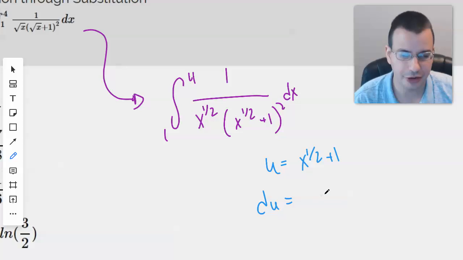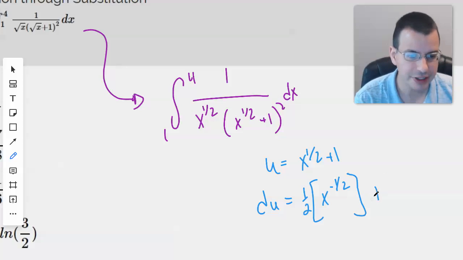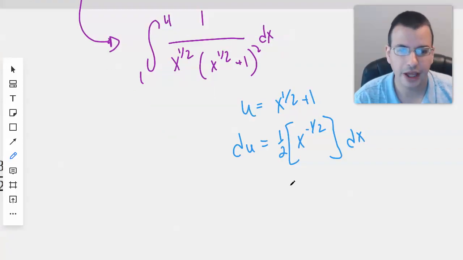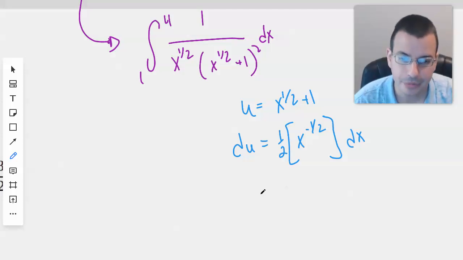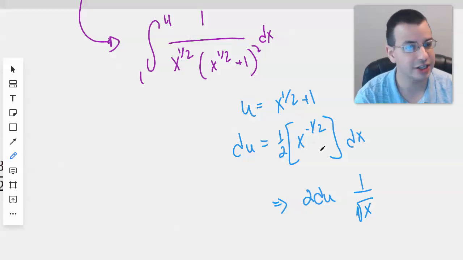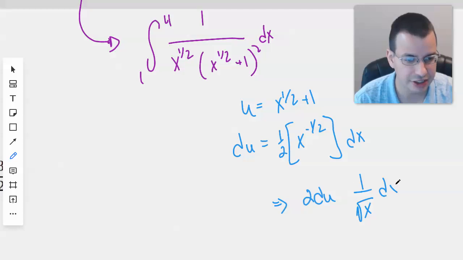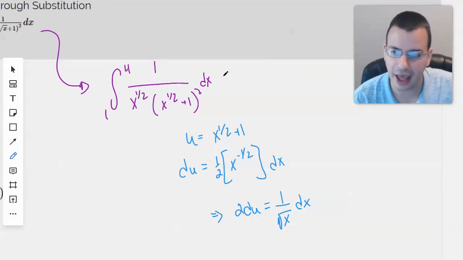Take the derivative and you have x to the negative 1/2 times 1/2 dx. And then the 1 just disappears because it's a constant, and you take the derivative of a constant, it goes to 0. Okay, so if we rewrite this, 2 du is 1 over square root of x dx, because x to the negative 1/2 is just 1 over the square root of x, and this is kind of what we have here.